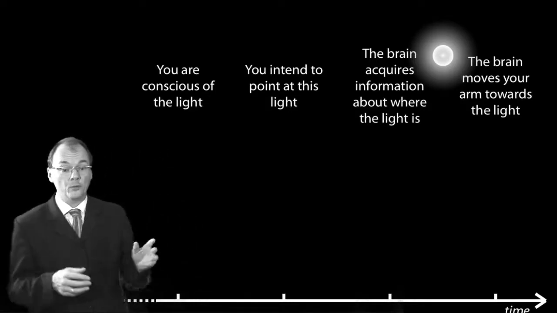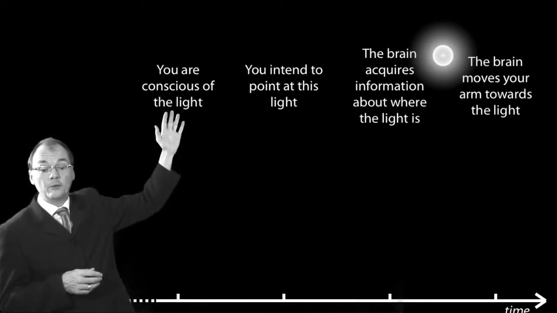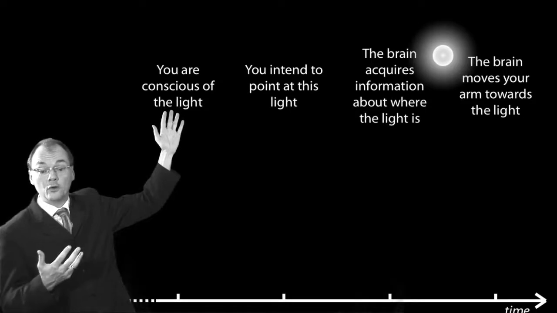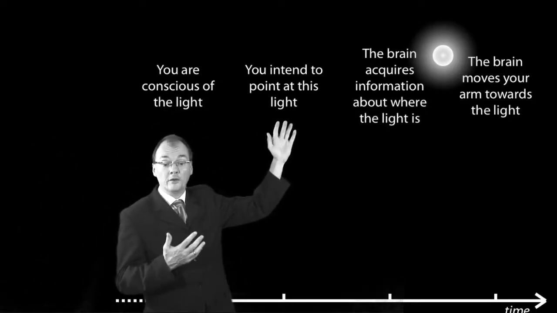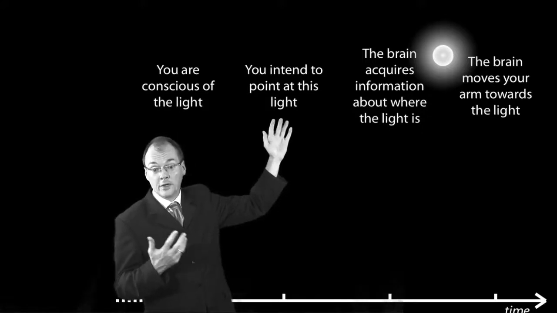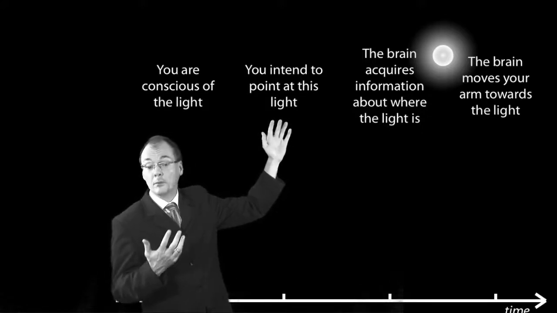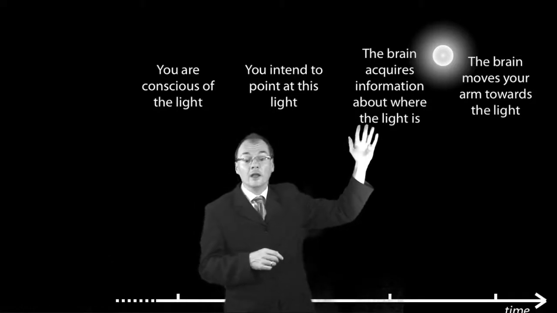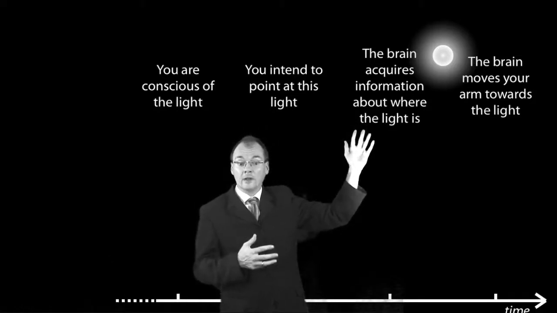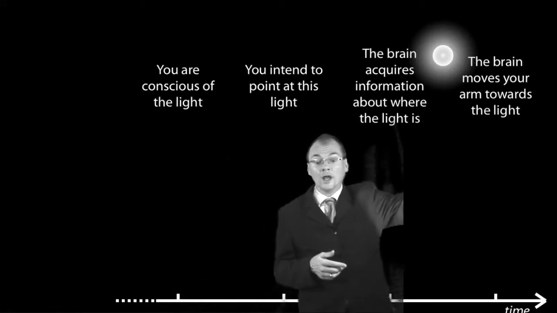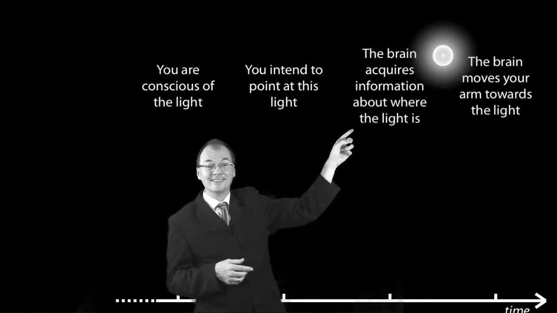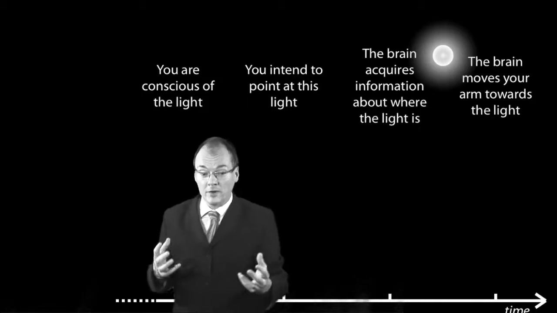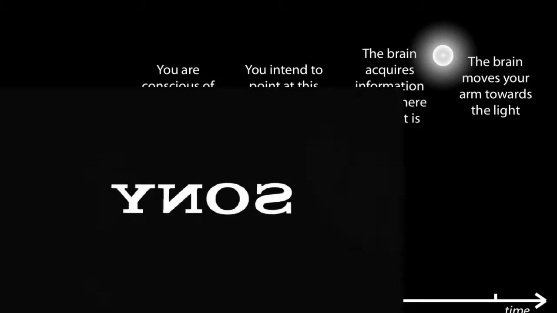Here's what I think is happening in your brain. You enjoy perceptual awareness of the light. As I might say, you're conscious of it. You form an intention to point to the light because I've asked you to do that. And you're obviously being, what's the word for this? Compliant. Well done. And now your brain acquires information about where the light is. And I've run out of space. And it moves your arm towards the light. Now, of course, that's very rough and ready, but I think that's roughly how things unfold in you.